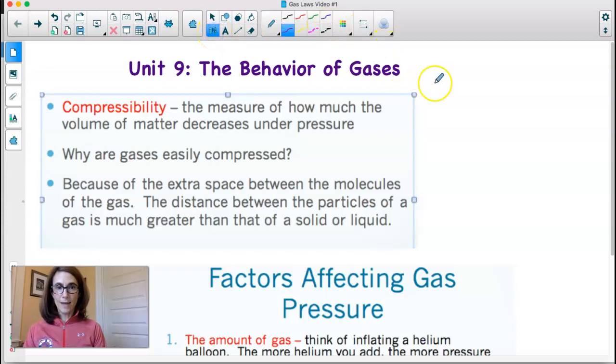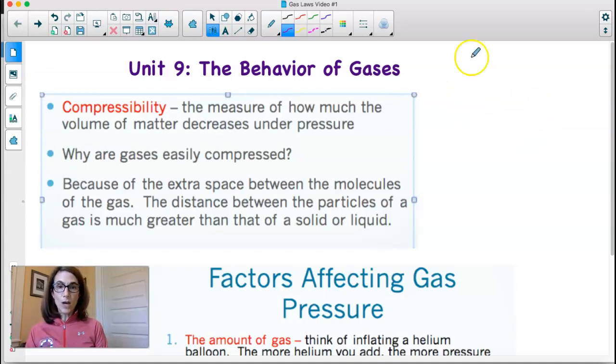Good morning. I have some very exciting news to share with you guys today. We are starting Unit 9, and Unit 9 is all about the behavior of gases. So, gas laws are really interesting to study. It's a lot of math, and I do believe it's a very logical topic.